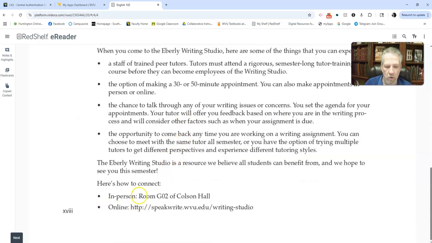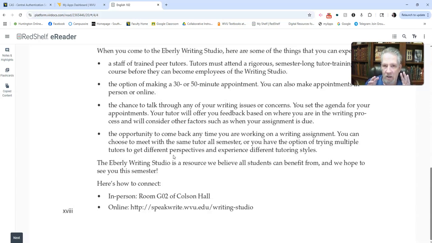And you can do it in person. If you live here in Morgantown, you could go to room G02 of Colson Hall, which is sort of across the street from the library up there by the college library. I'm trying to show you in the right way, but I can't do it because of this.